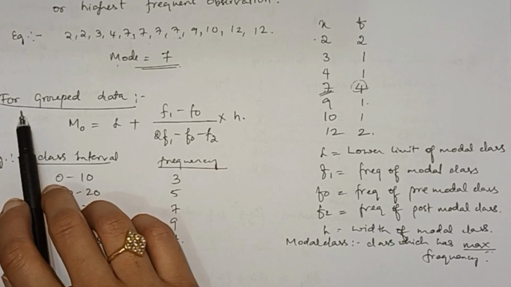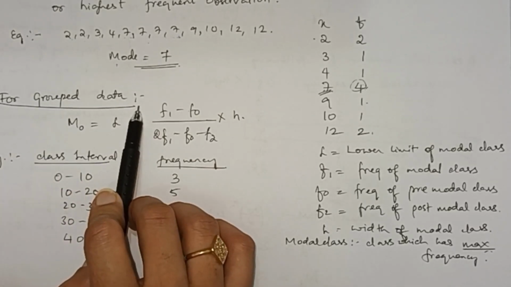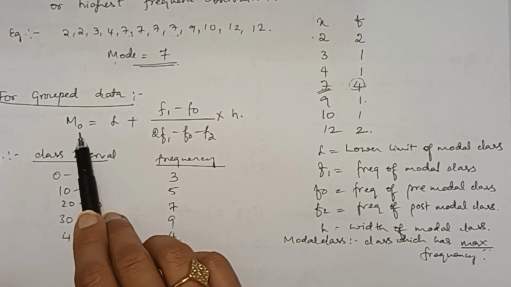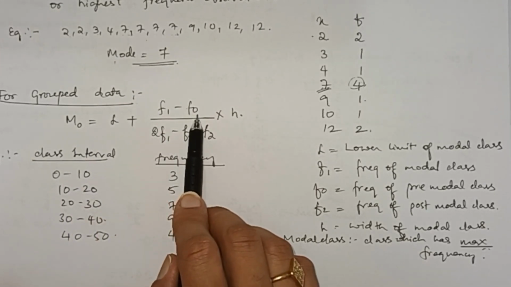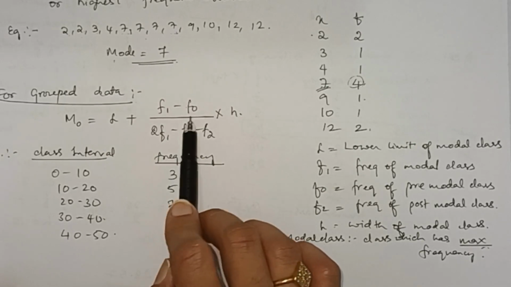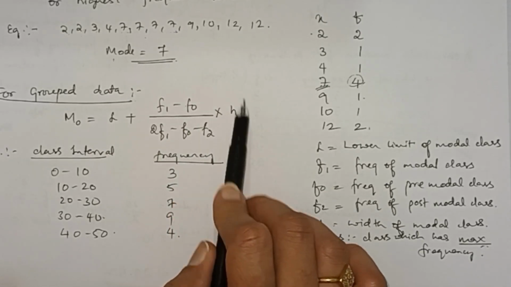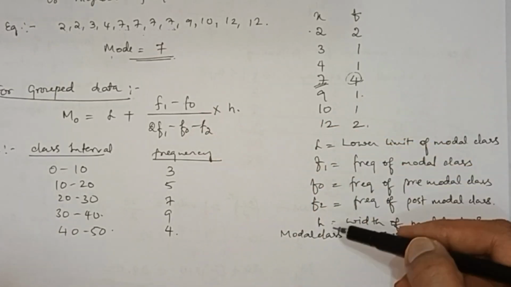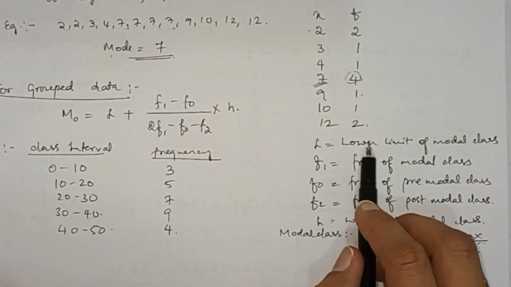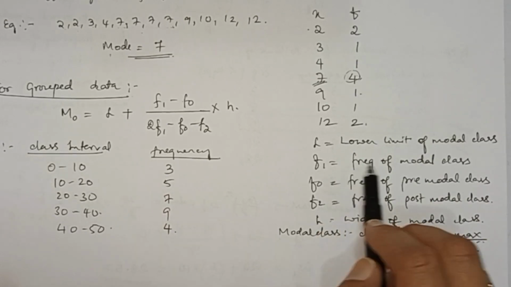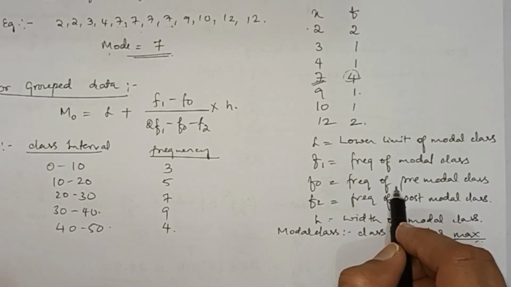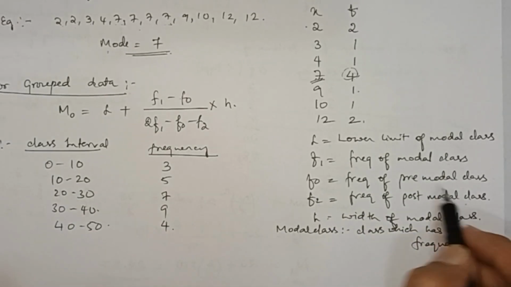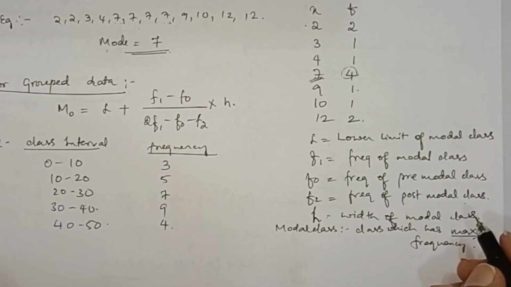How to find the mode for grouped data, that is continuous data. Mo equals, this is how we denote the mode, L plus (f1 minus f0) divided by (2f1 minus f0 minus f2), into h. This is the formula to calculate the mode. The terms of this formula are explained here. L is the lower limit of the modal class, f1 is the frequency of the modal class, f0 is the frequency of the pre-modal class, f2 is the frequency of the post-modal class, h is the width of the modal class.